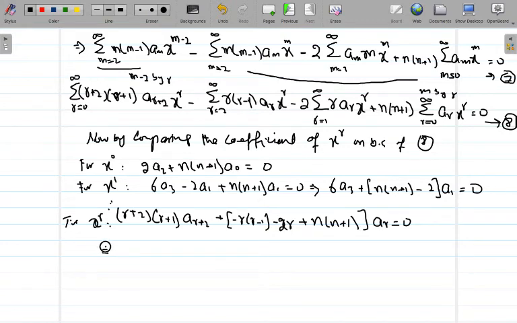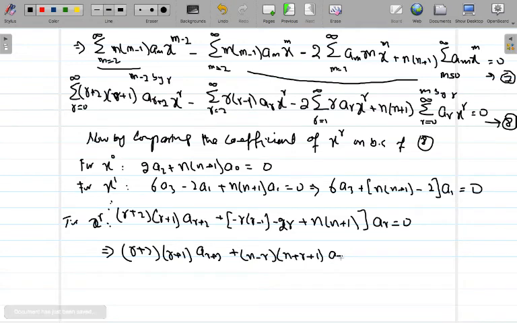Or simply I can simplify this expression, which is r plus 2, r plus 1, a r plus 2, plus, this can be simplified by a little algebraic simplification. So we can get n minus r and n plus r plus 1, a r, which is equal to 0.